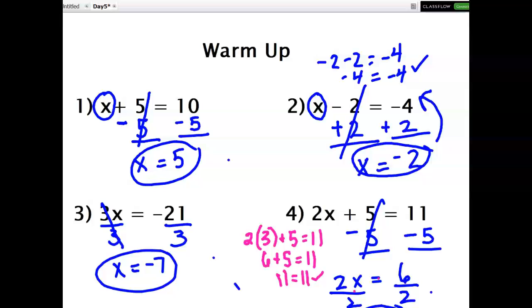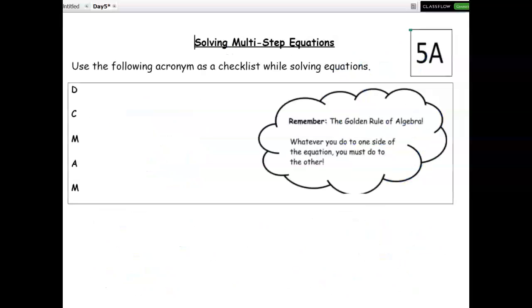All right, so what we're going to learn today is how to solve multi-step equations. So we're going to use this kind of silly acronym to help us remember the checklist when solving equations. So the D stands, it's actually DC-MAM, and the D stands for distribute.